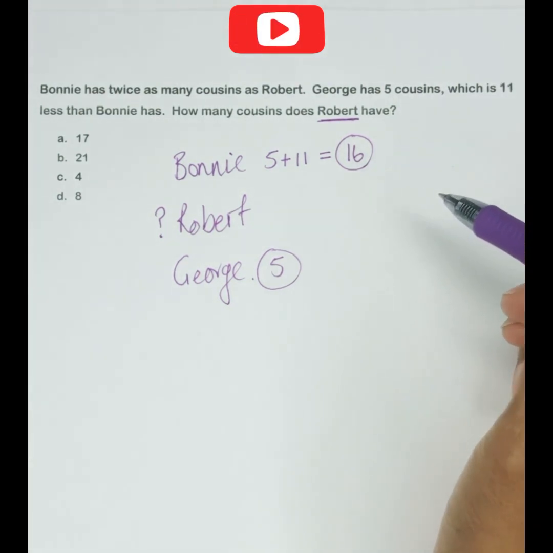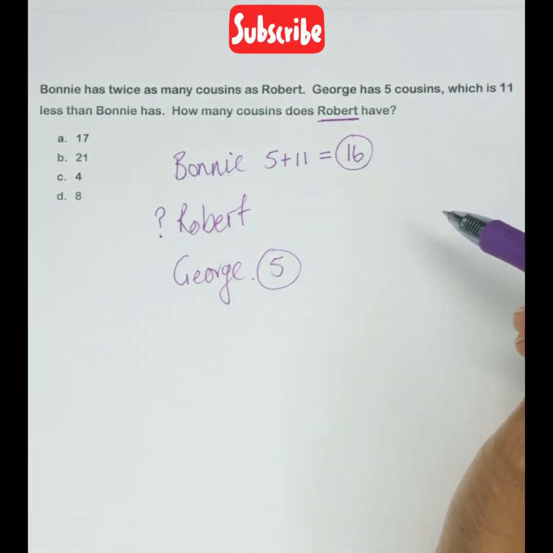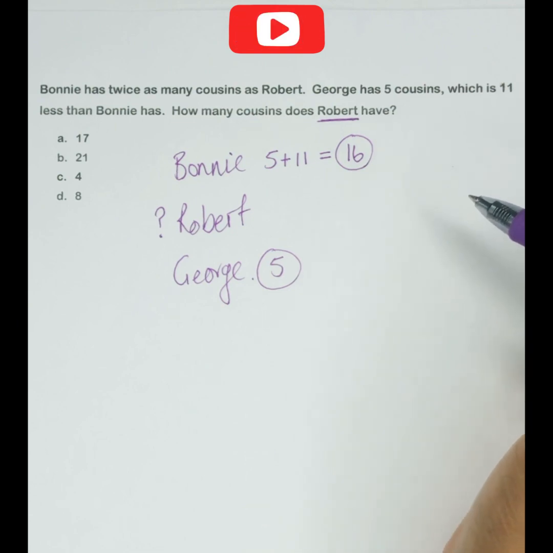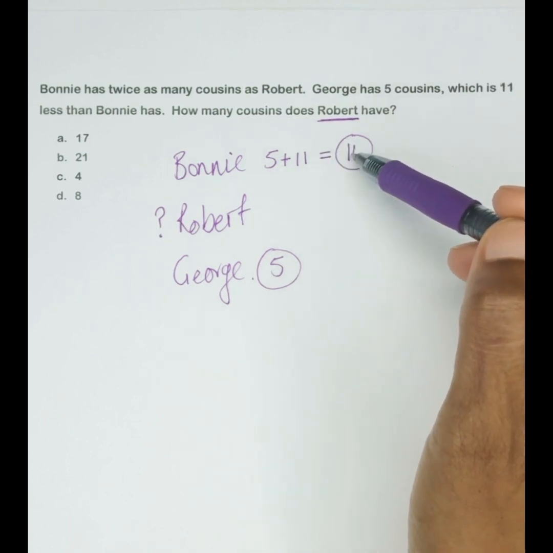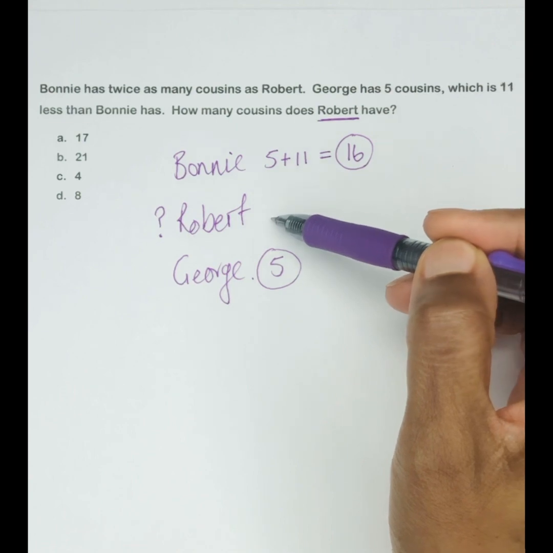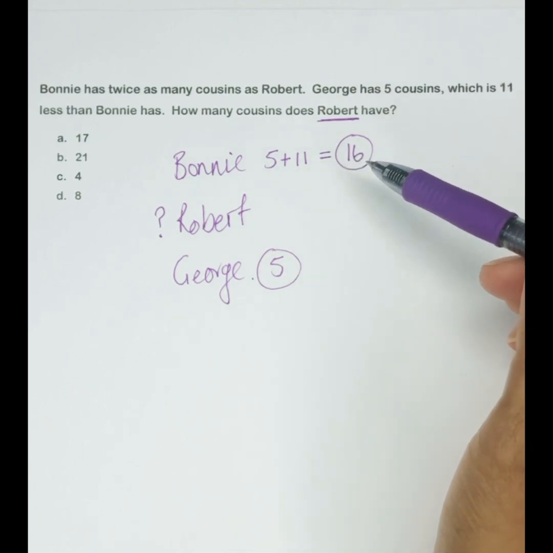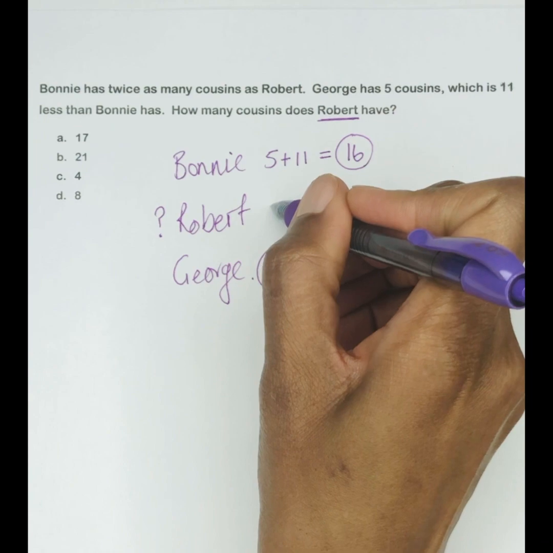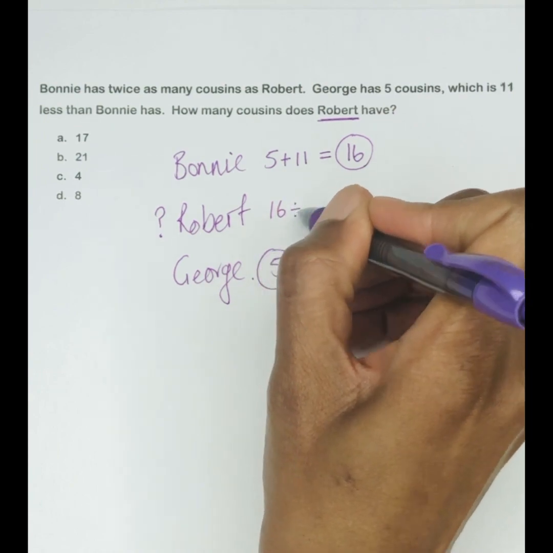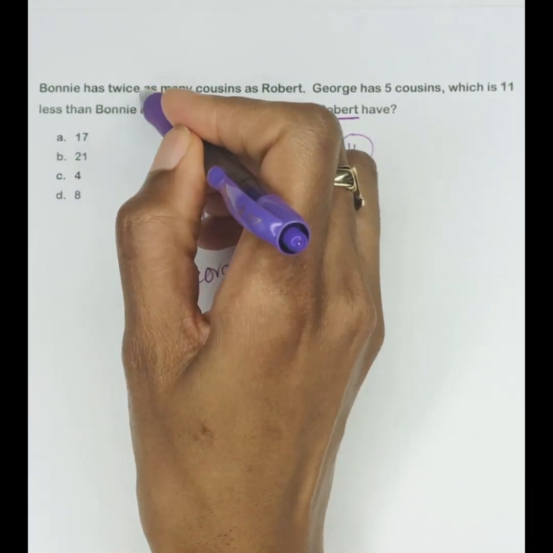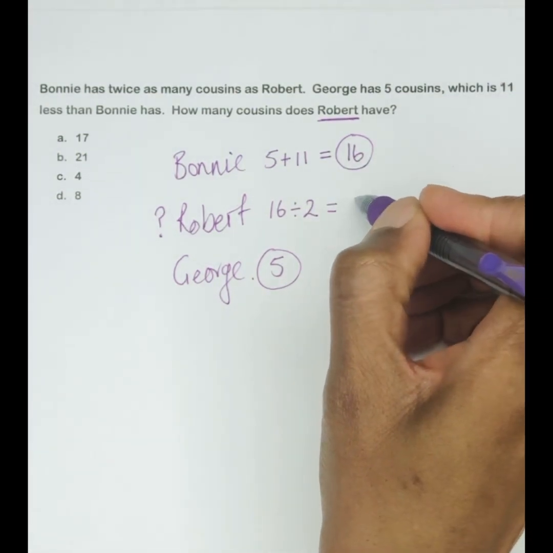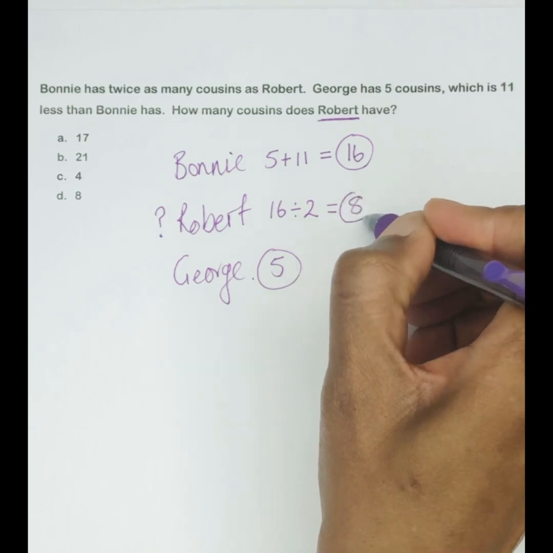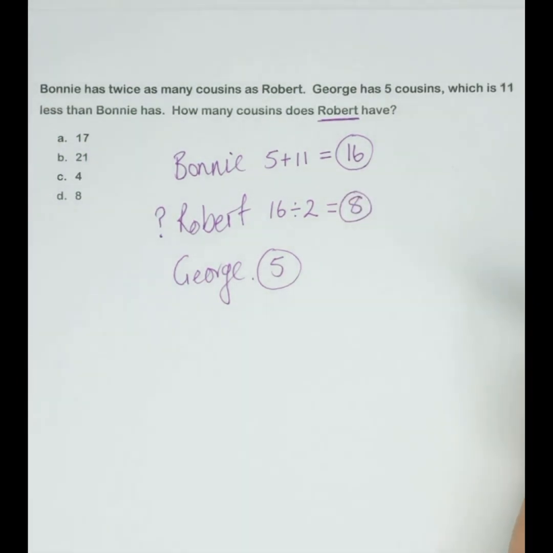And then it says, how many cousins does Robert have? Well, Bonnie has twice as many cousins as Robert. So if she has twice as many, then we have to halve this number, because the opposite of twice is to divide by 2. So Robert is going to be 16 divided by 2, because she has twice as many. So we have to do the opposite, like I said before, which would give Robert how many? 8 cousins. Good. Well done if you got it right from the beginning.